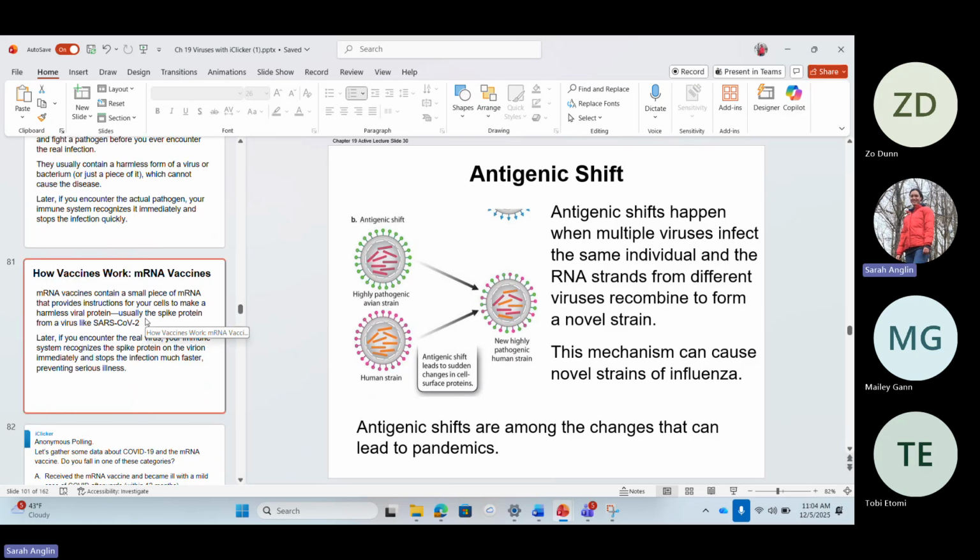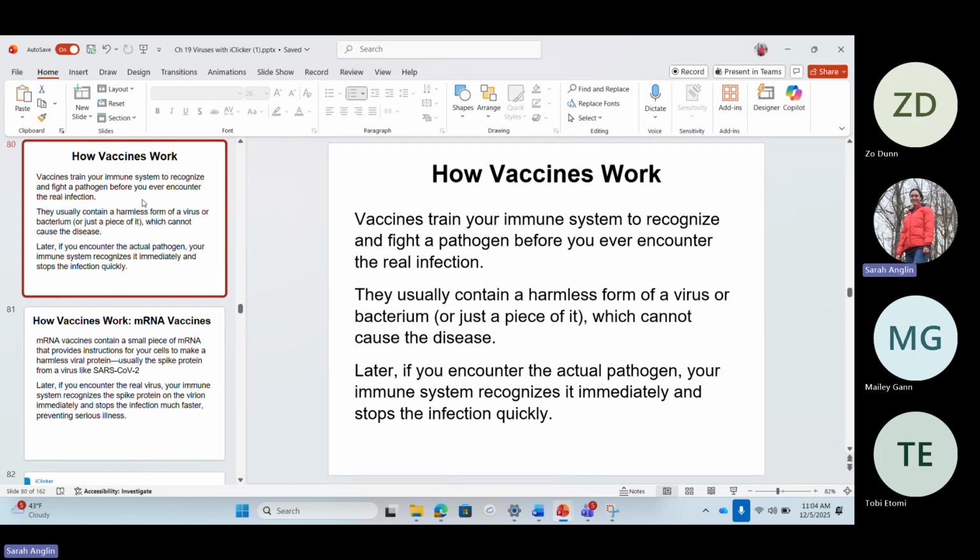How vaccines work. That's the mRNA. All right, in general, how do vaccines work? They train your immune system to recognize and fight pathogens before you ever encounter the real infection. They usually contain some kind of harmless form of the virus or bacterium, or they can contain pieces of the virus or bacterium. And those harmless forms or pieces can't cause you to get the disease.